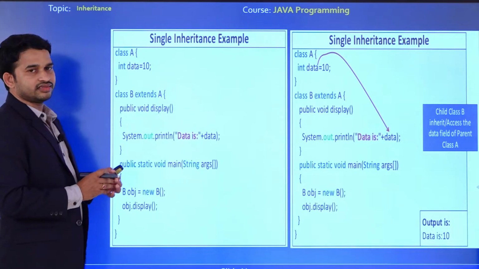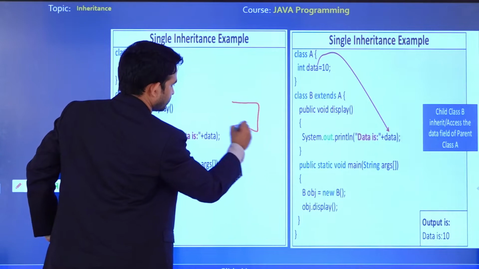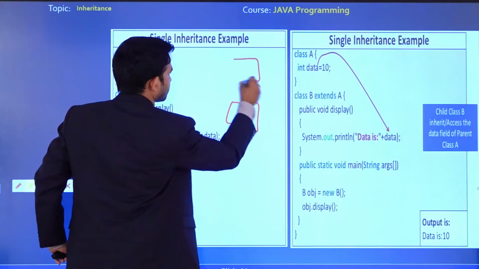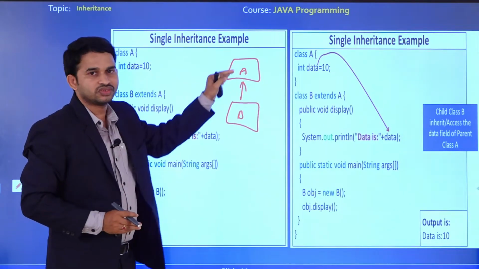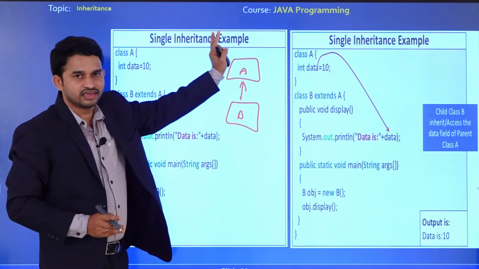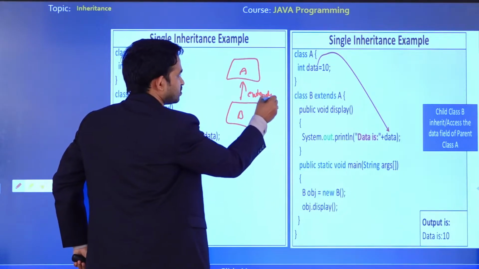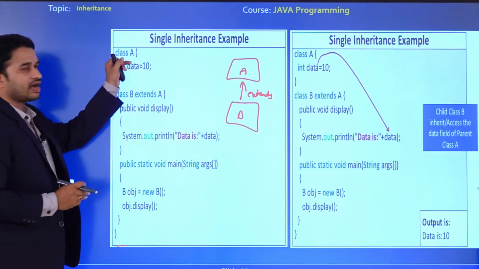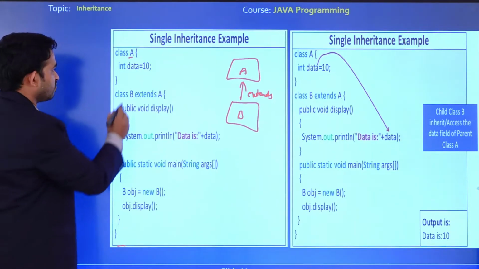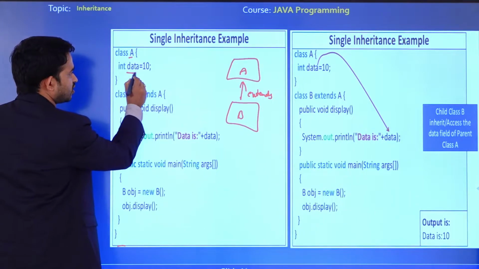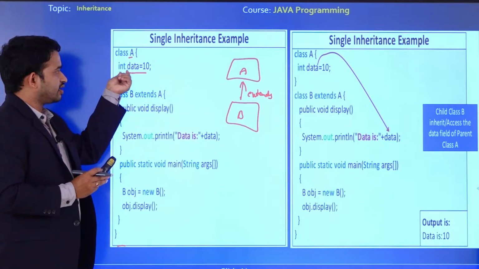Here is the example of single inheritance. What is the meaning of single inheritance? Acquiring the properties from the superclass to the child class is called single inheritance. Here we are using the extends keyword. Check the example: class A, where A is the name of the class. Inside it I am declaring one variable, data, and its value is 10.